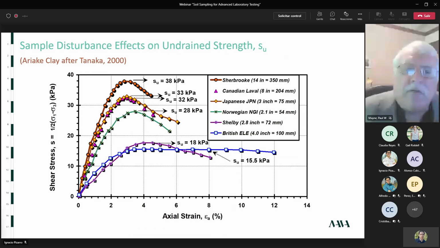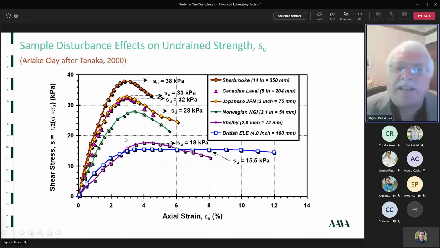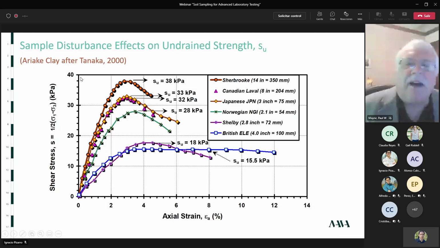Next. Well, if we compare those with some of the higher quality samples, you see they're very, very different. I mean, the Sherbrooke is considered probably the best quality sampler you can get, 350 millimeter diameter. The undrained shear strength is 38 kPa versus the ELE at 15.5. So, gee whiz, that's more than a factor of 2. And you can see some of the intermediate samplers are also showing fairly high undrained shear strength. So there's a big difference in the quality of the sample.